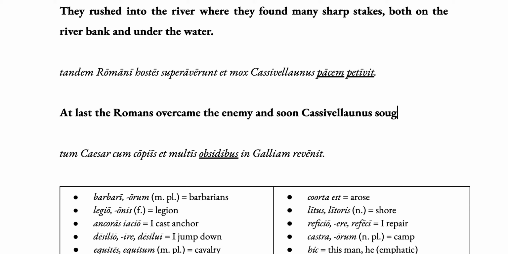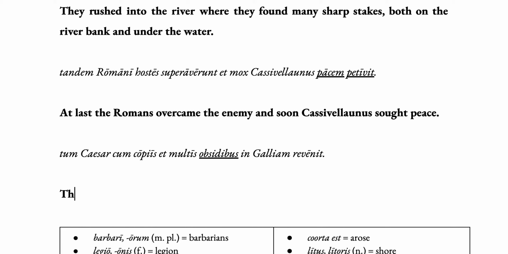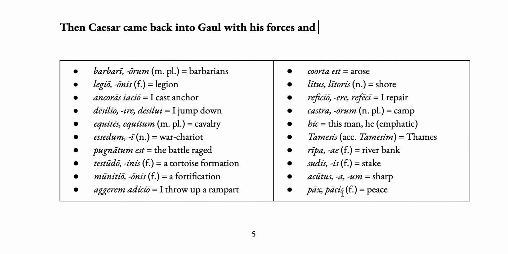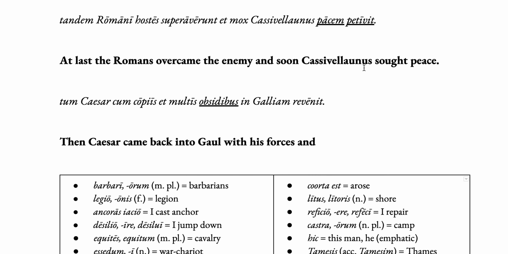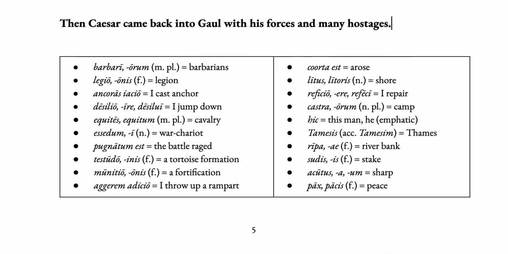Okay, he sought peace. And then we're in the last sentence, tum, Caesar, then Caesar. The main verb is revenit, came back, in Galliam, into Gaul, cum copiis, with his forces, and with multis obsidibus. And you can see that obses is a hostage. And this is the ablative plural following cum. So with his forces and many hostages. And that is the end of the passage.